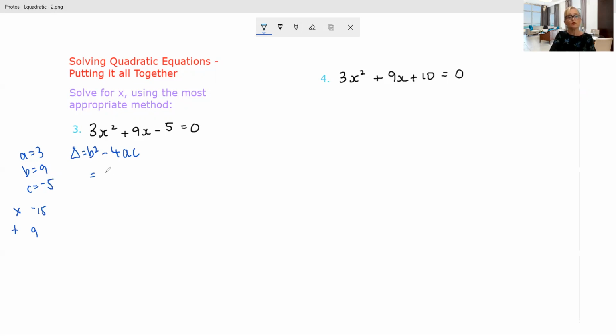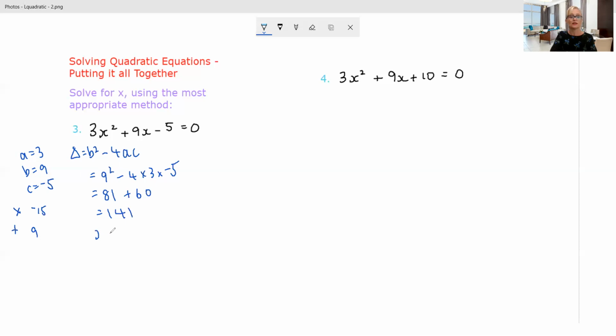So b squared will be 9 squared minus 4 by 3 by negative 5. So that's 81 plus 60, which is 141. Okay, so that's why it wasn't possible to split up that middle term the way we normally would if we were going to factorise. Because the discriminant is positive, there will be two solutions, but they're not going to be rational solutions. 141 is almost 144, but it's not. So it's not a perfect square.